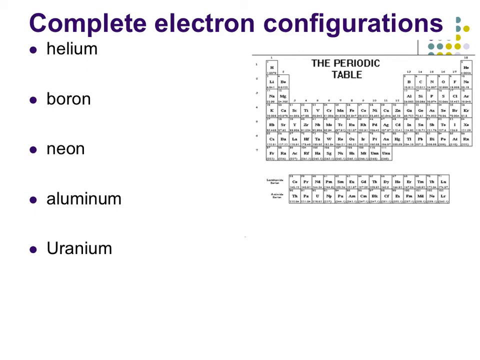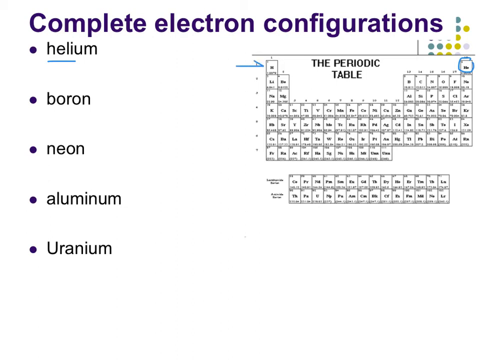The first configuration we're going to do is for helium. So the first thing that you want to do is find helium on your periodic table. My periodic table is super small, so I would recommend following along on your own periodic table. It might even be a good idea to put your periodic table inside of a sheet protector and get a dry erase marker so that you can draw over it and then erase it and keep using that over and over again. So we found helium on the periodic table.